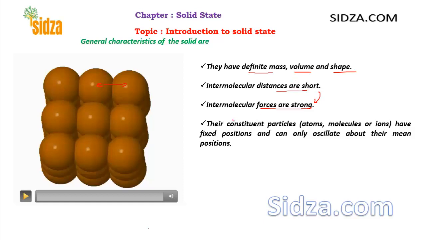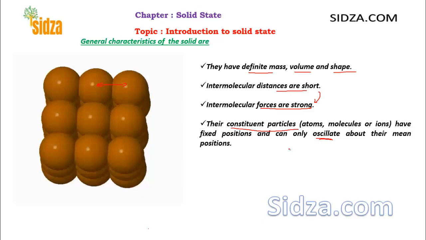And the most important characteristic feature of the solid substance is that the constituent particles only have a vibrational motion, right? They are fixed at their positions actually, and they can only oscillate. They can vibrate to and fro from their mean positions. The translational motion and the rotational motion in the solid substances is zero, right? So this is the important feature of the solid substance.